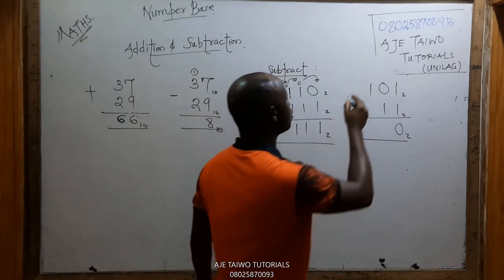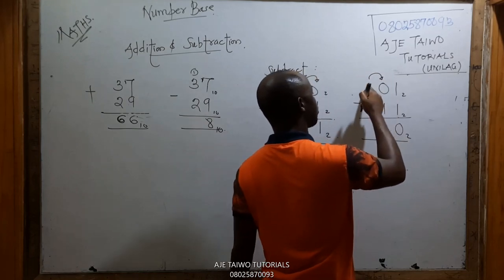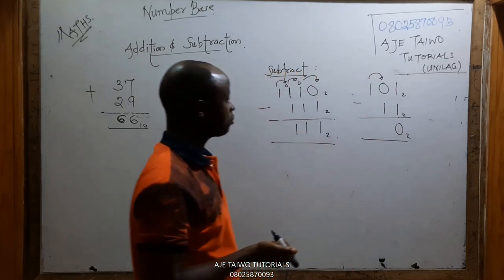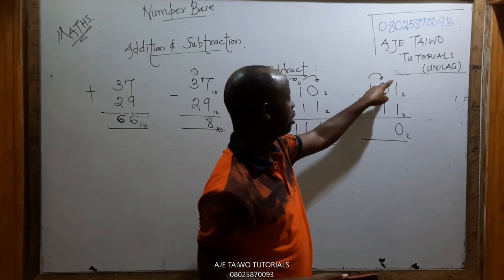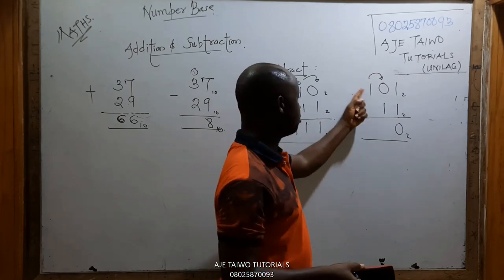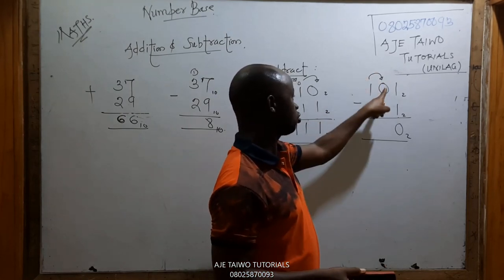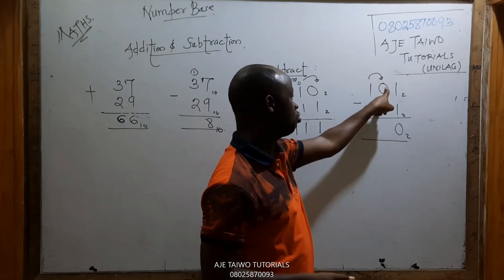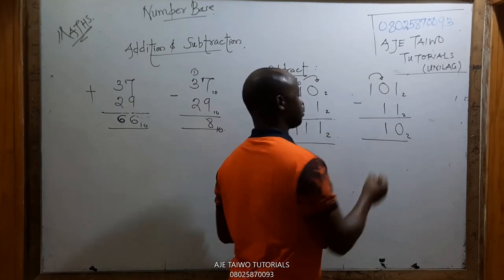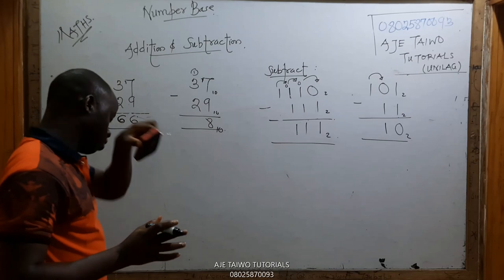You have to borrow from here to here. When you borrow from here to here, you will say you are borrowing 1, but it's the base that you are bringing here. So you are bringing 2 here now. 2 plus 0 is 2. 2 minus 1 is 1. That's the answer.